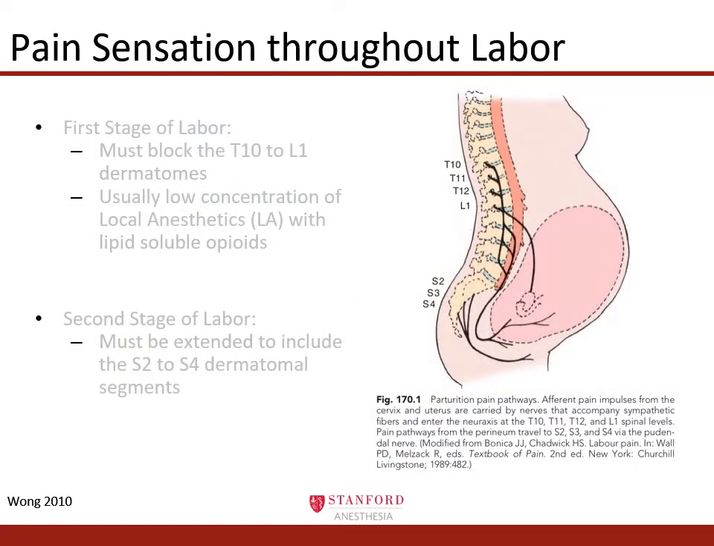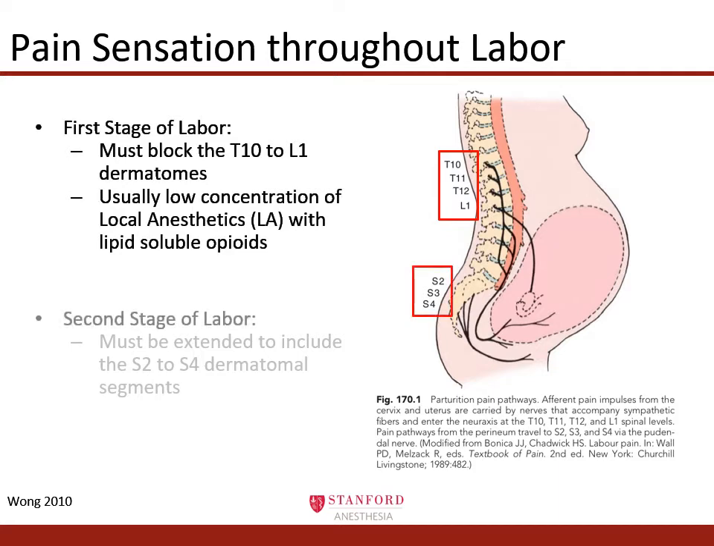Pain sensation throughout labor is a complex discussion. In the first stage of labor, we have to block the T10 to L1 dermatomes, and usually this is accomplished with low concentration of local anesthetics with lipid-soluble opioids. In the second stage of labor, we have to extend the block to the sacral dermatomes in order to achieve blockade of the vaginal canal during delivery.